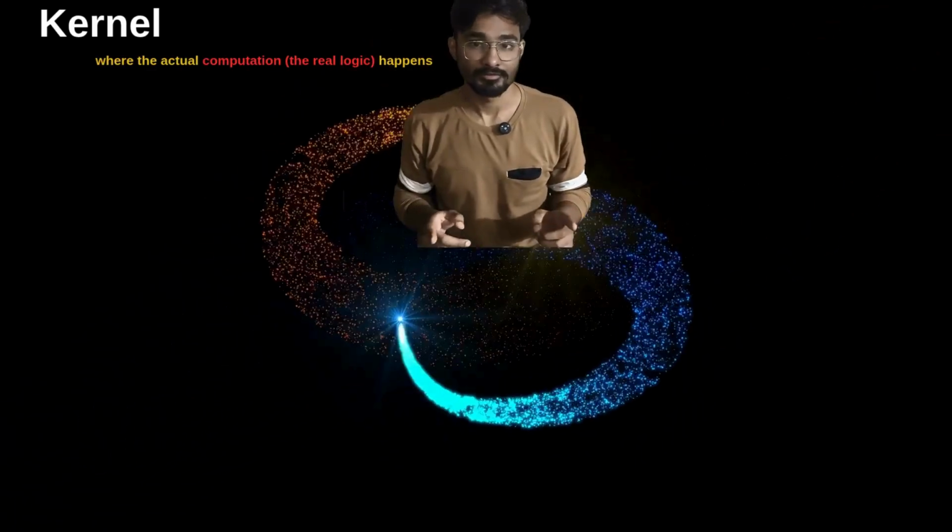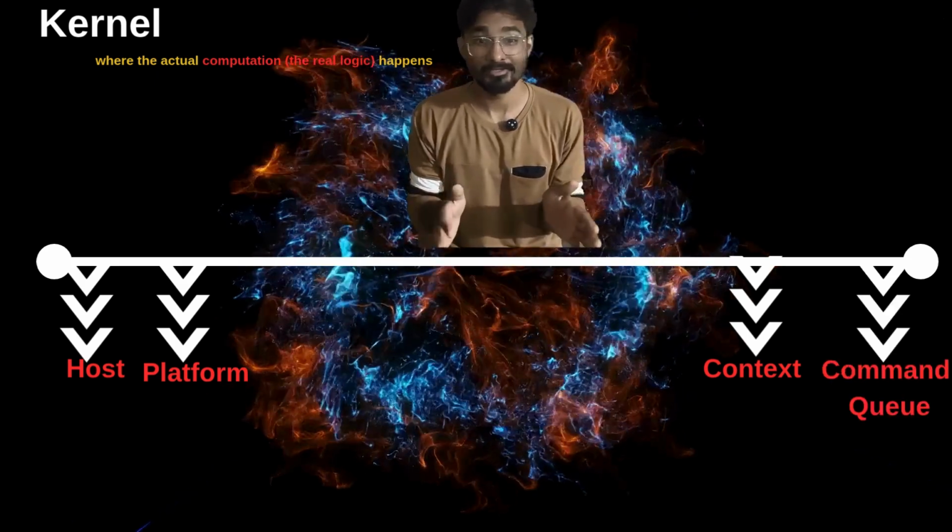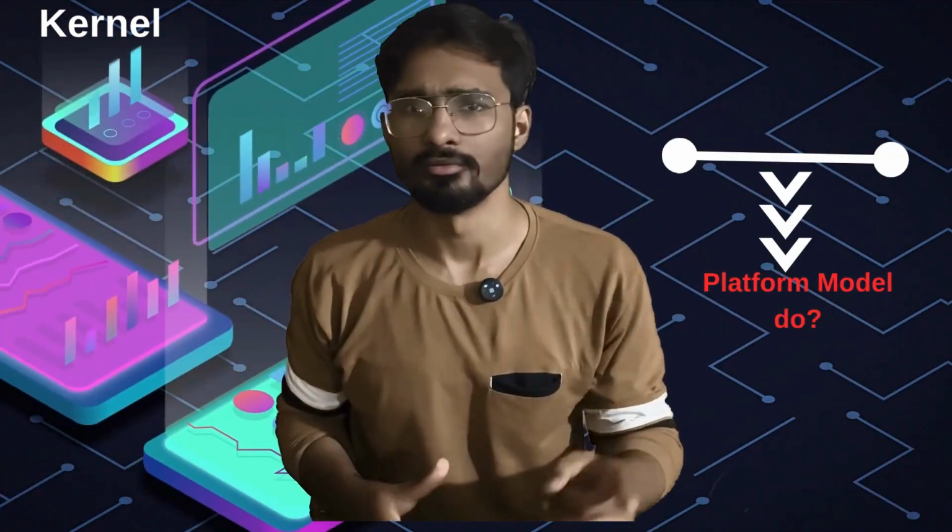So here is the key idea. The kernel is where all the real action happens. Everything else, the host, platform, context, and command queue, is just preparation and coordination. Let us now understand what the platform model really does.